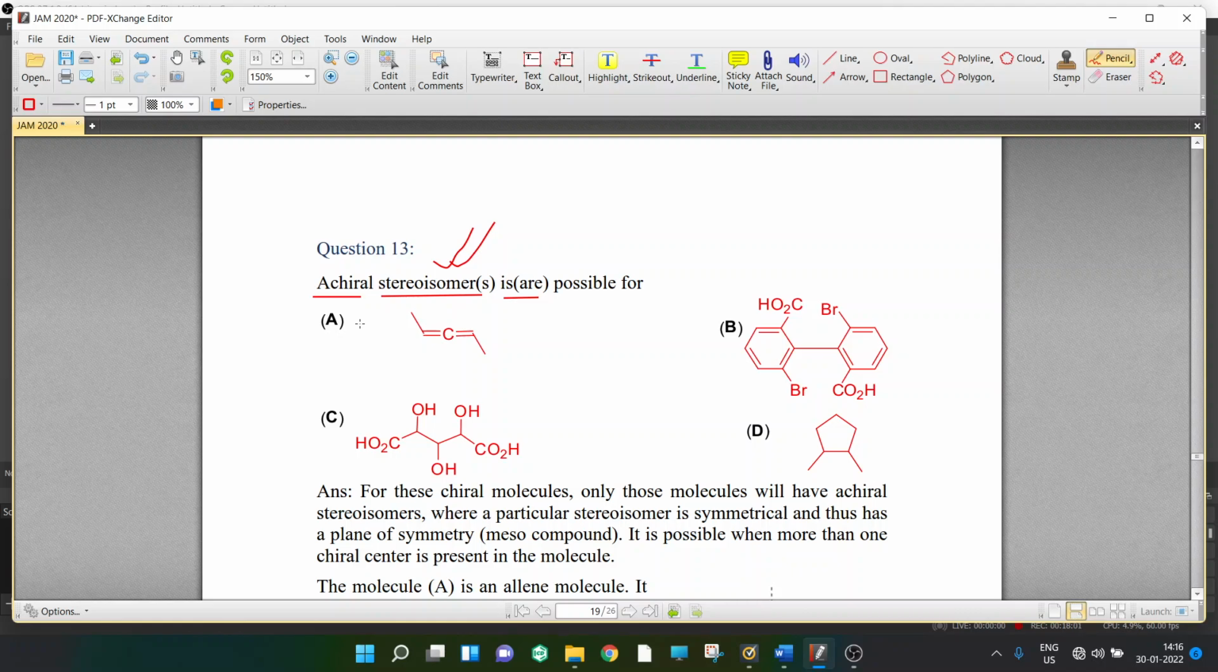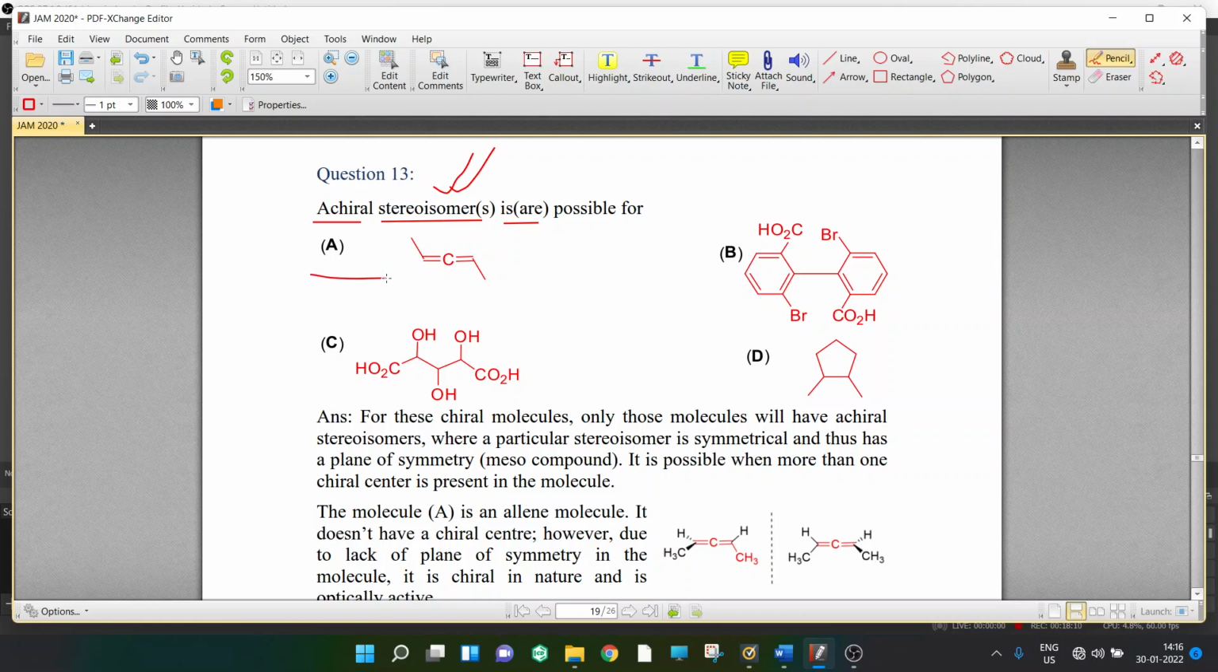So if they both are one and the same, that means they are not enantiomers, and if there are no two different molecules, how can they show two different properties, right? Let us look into each of them. So A. What it is saying is we need not stick with the stereochemistry they have shown. We have to draw our own stereochemistry and see.